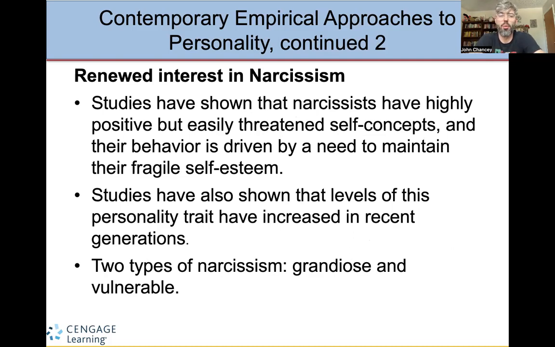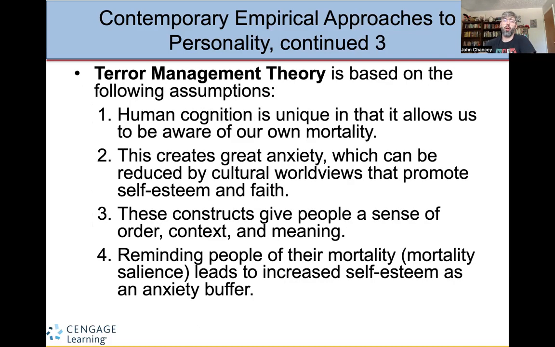We're also seeing a trend, an increase across generations, in scores on narcissism. You have two types: grandiose and vulnerable. Grandiose means a high sense of self-worth; vulnerable, again, is that house of cards way of thinking about it.